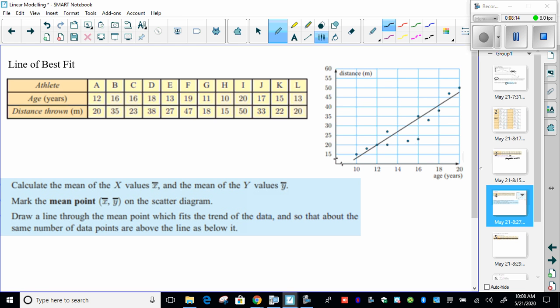So now what you see over here is a scatter plot of that data. So this is the age. This is the distance that you could throw. And they just put a random line on here. But does that kind of look like it's a trend? Like you can kind of see it's going up and to the right like that?